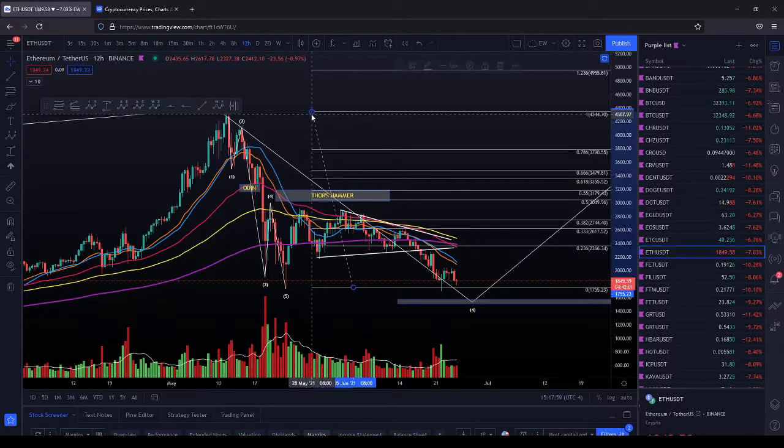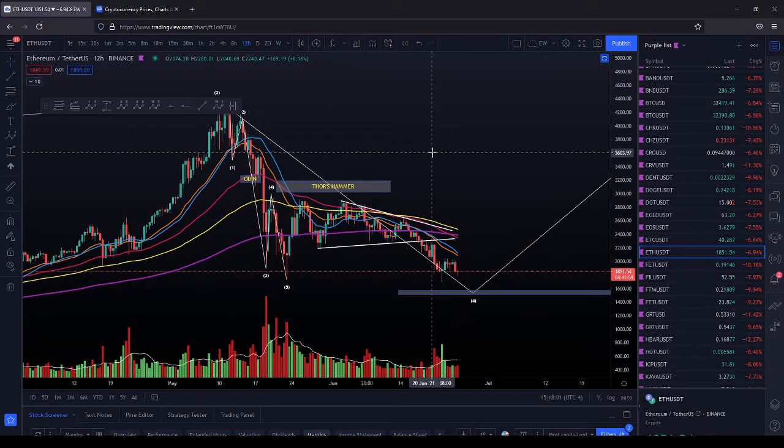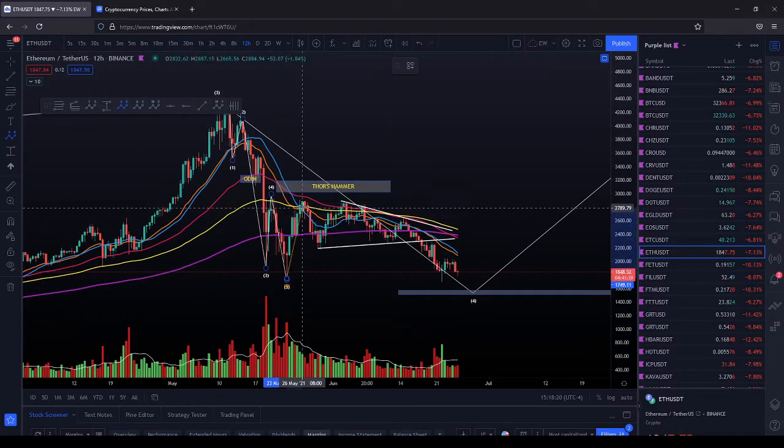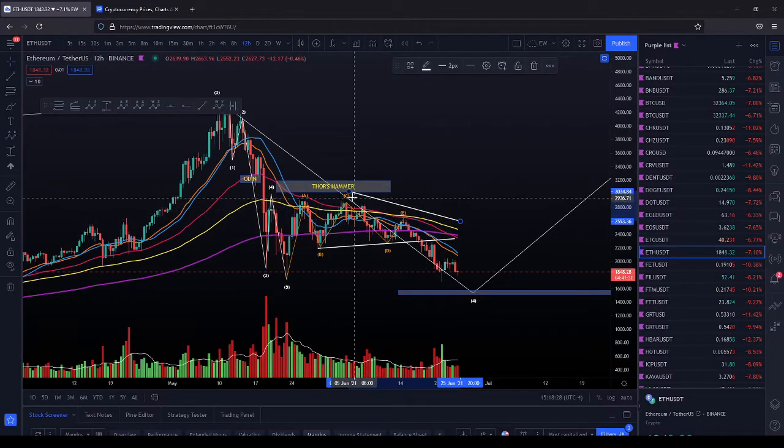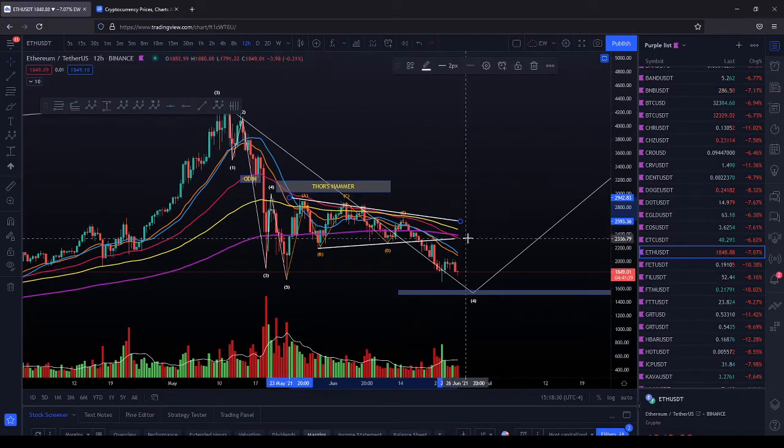So this actually looks a lot like Bitcoin. Bitcoin here, I think, made a shorter wave 5, which we've counted as well. So what is this structure here? This is a triangle, guys. Got A, B, C, D, E, right there. Actually, E doesn't hit the top of the triangle, just fine.